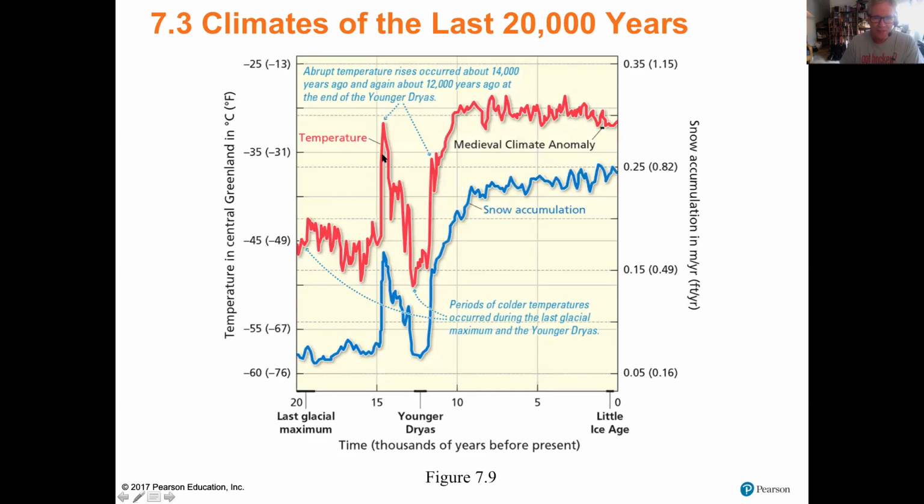Notice there's this big temperature increase right here. Then it goes back down very abruptly. We call this the Younger Dryas. This was about maybe 12,000 years ago. Then temperatures go back up again, and we continue on. There are ups and downs, of course, but it's been within this very narrow band. And here's snow accumulation. It's been within this narrow band ever since about 12,000 years ago.